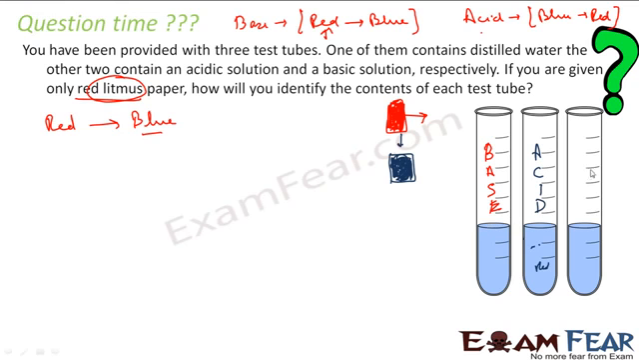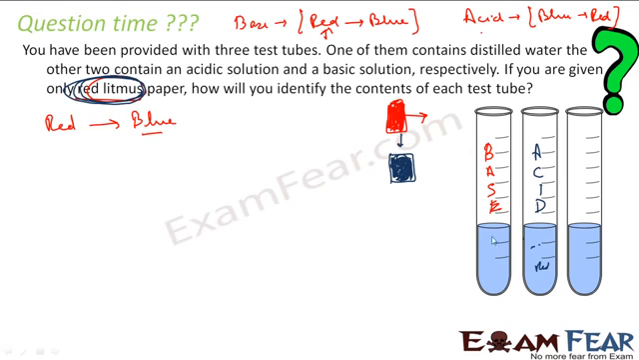And the last remaining is neutral. Correct? You understood what I have done? So what I have done here is, I knew that base will convert red to blue. Since I had red litmus paper, I don't have any other option other than finding the base first. So I dipped the base in all three, one by one.